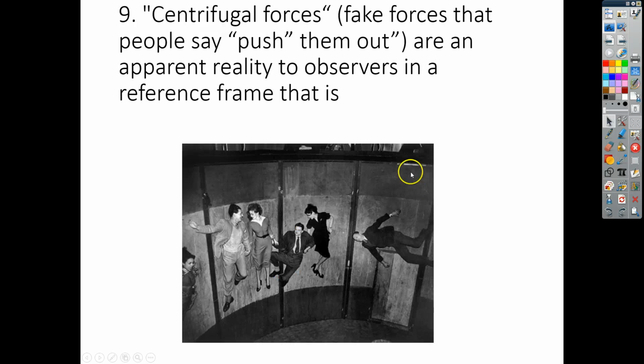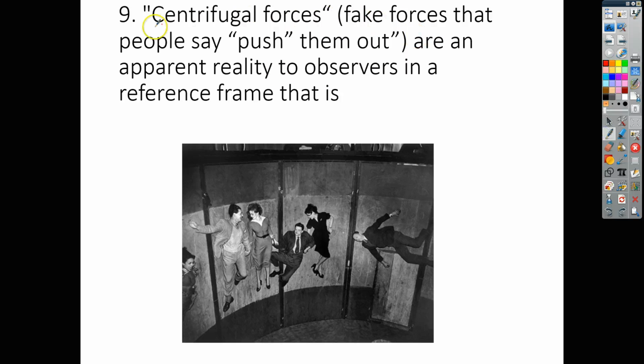For number 9, centrifugal forces. These are forces that are fake. So notice the word centrifugal is not a physics term. It is a fake force that makes you feel like you're getting pushed out. Kind of like these people feel like they're getting pushed out on this rotor ride.